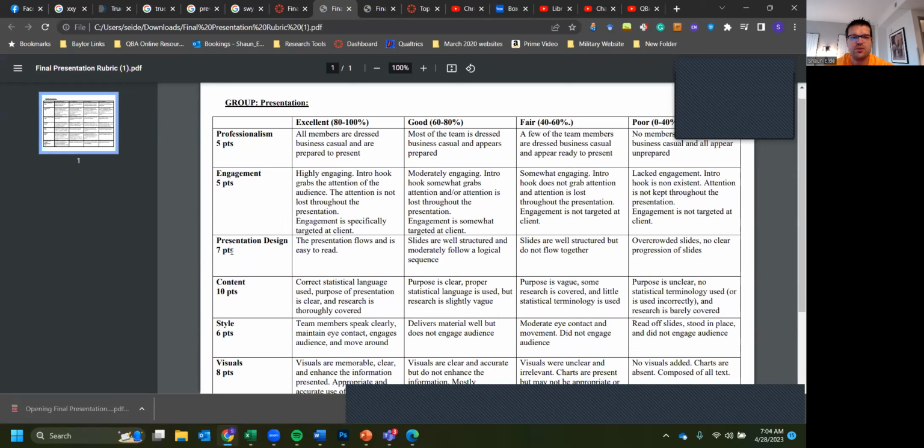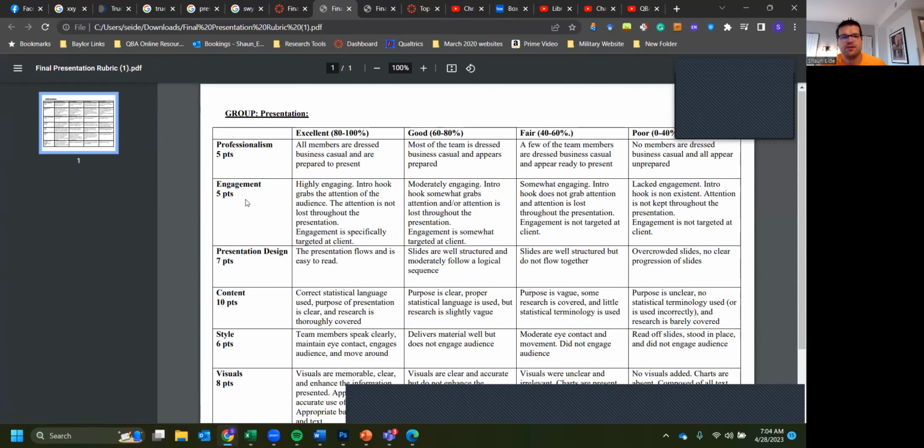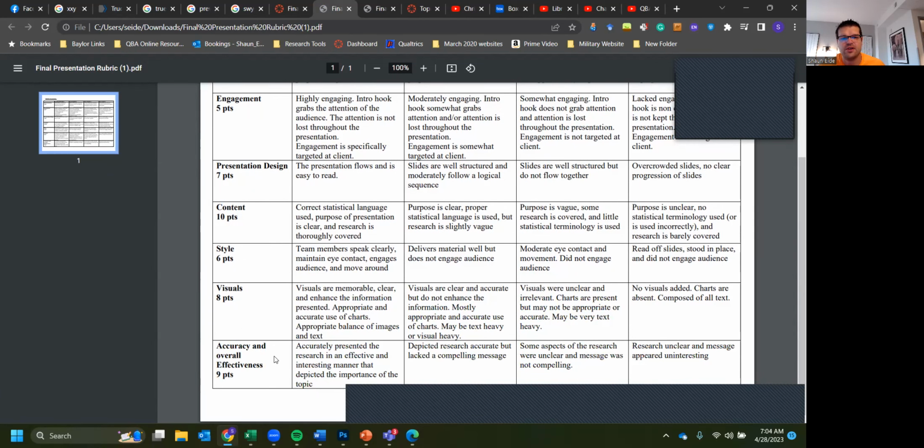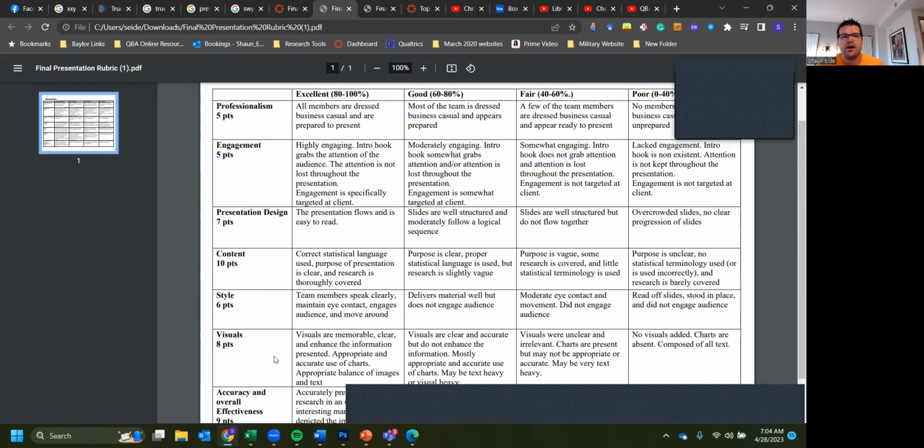So this is the rubric: professionalism, engagement, presentation design, content, style, visuals, accuracy, and overall effectiveness. And so you can see exactly what it is that I'm looking for. Professionalism, you should all be dressed appropriately, whether it be business casual or whatever is appropriate for your situation, for your client. Think of this as you are going and pitching in front of your client.